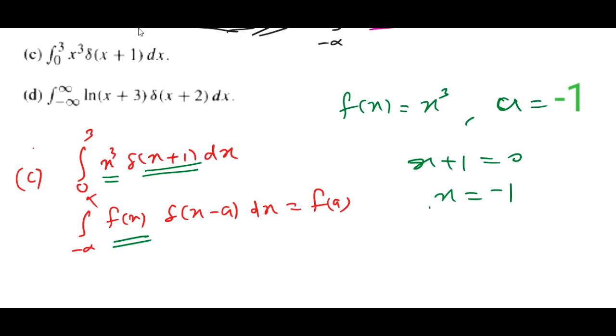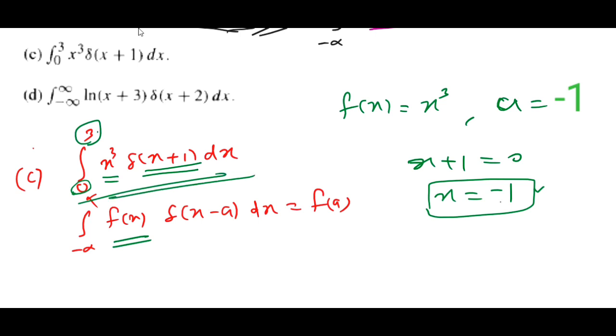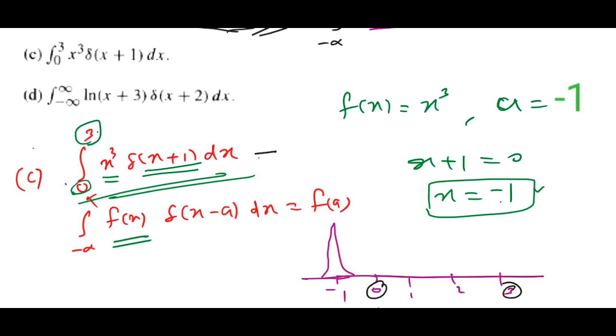Okay. Once you obtain the position of the spike, then you have to see whether the spike appears within the integration domain. Here the integration domain is 0 to 3 in this expression. But this x is equal to minus 1 lies outside the integration domain. If I draw the axis here, this is 0, minus 1 lies here, then 1, 2, 3. The spike appears here, but the integration domain is between 0 and 3. Therefore, this answer is 0.